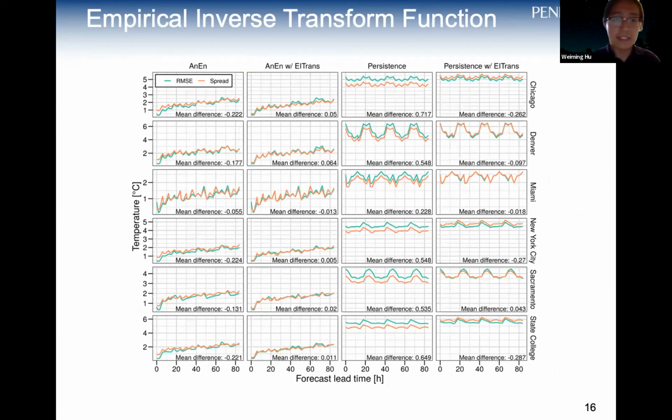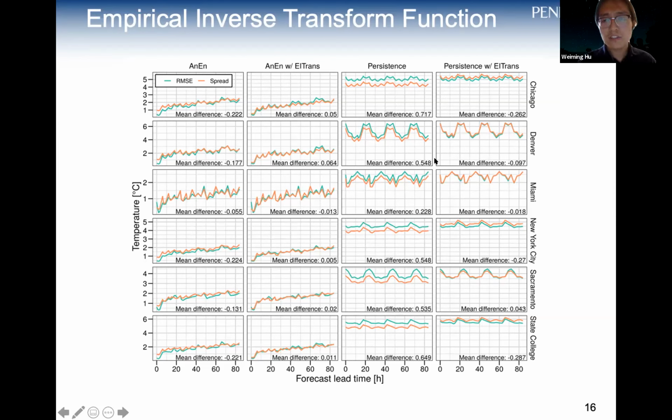Another way to visualize this is to break it up by forecast lead time. The horizontal axis shows the forecast lead time by hour, and the vertical is temperature. Two lines are shown for each panel: one is the RMSE, one is the spread. You want to see the two lines overlap with each other so that we know they have a higher correlation. If you compare the first two columns, we see that after eiTrans calibration, the RMSE and the spread overlap pretty closely.